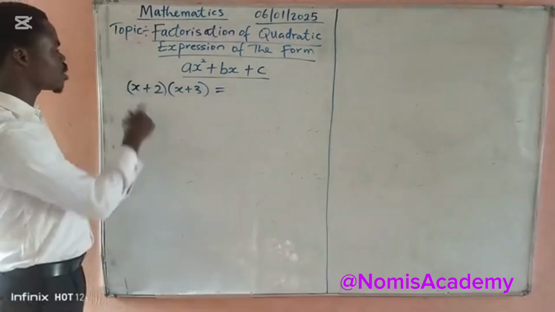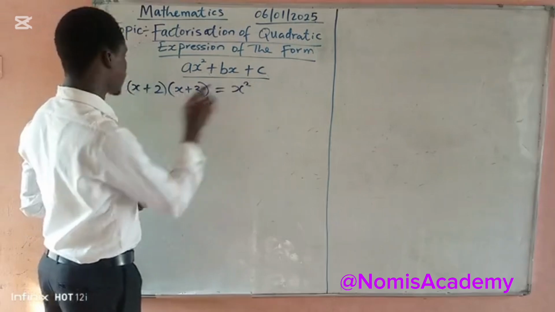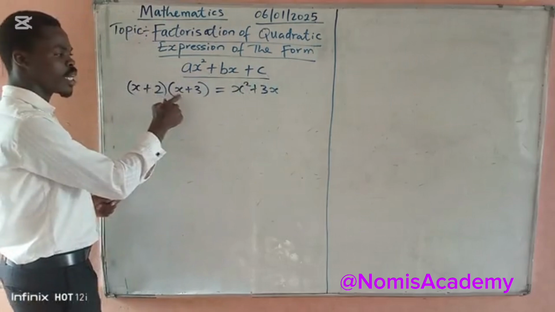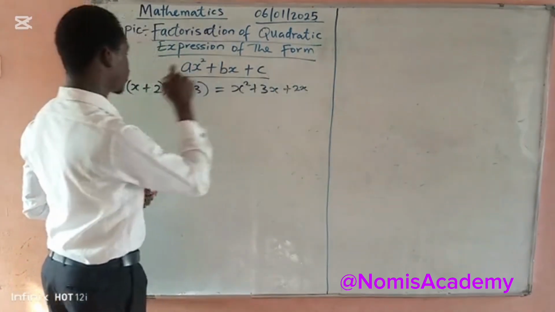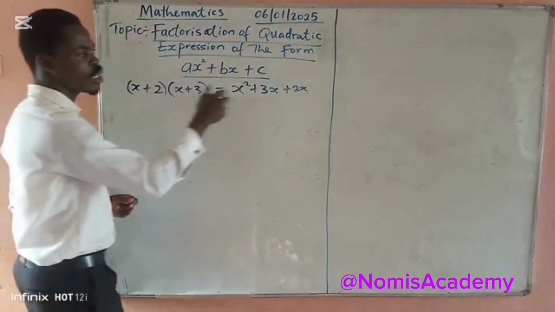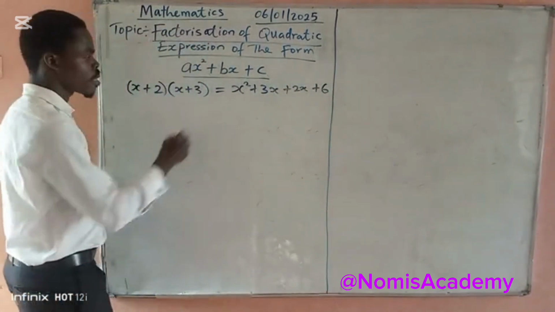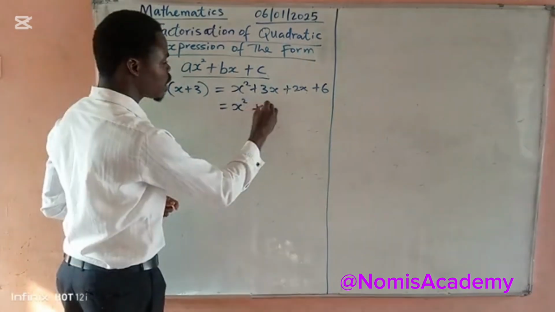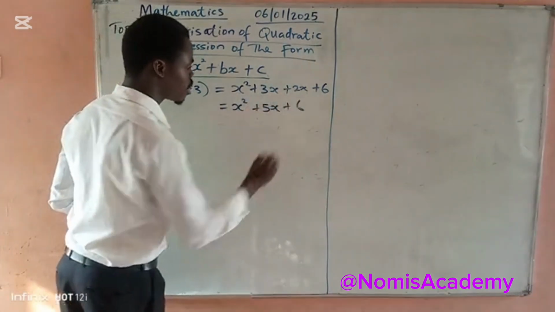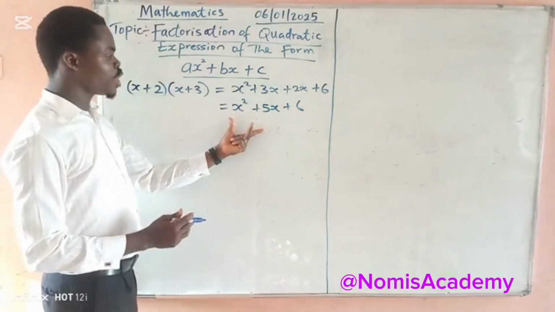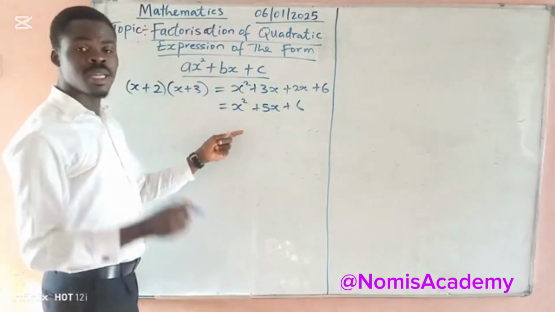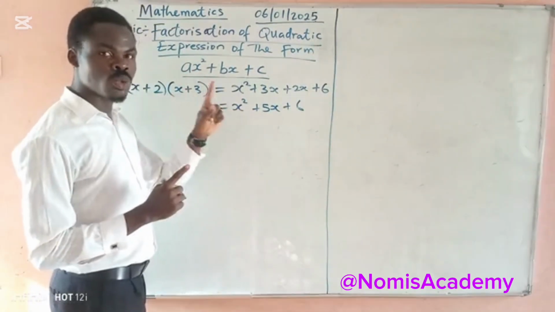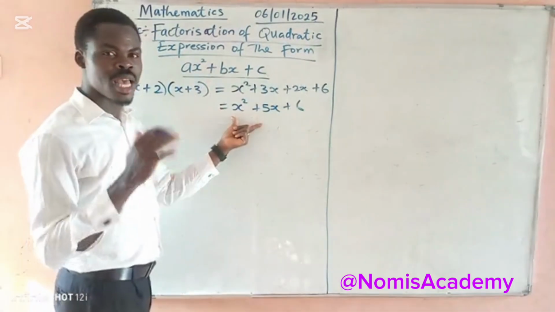Now, let's do the multiplication. X times x is x squared. X times 3 is 3x. 2 times x is 2x. 2 times 3 is 6. Then finally we have x squared, 3x plus 2x is 5x, plus 6. Here we have the result, which is a quadratic expression because the highest power of the unknown variable x is 2, and that's the reason why we call it a quadratic expression.